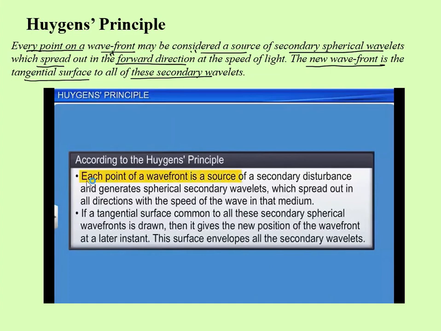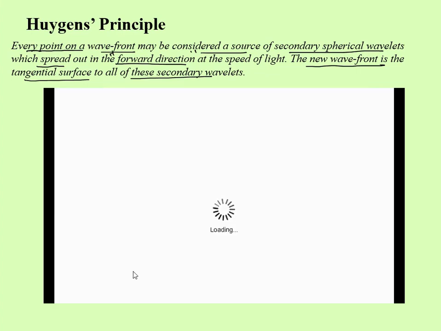Each point on a wavefront is a source of secondary disturbance, and it generates spherical secondary wavelets which spread out in all directions, and they spread with the speed of light. If we draw a tangent that is common to all these secondary wavelets, then it gives the new position of the wavefront at some later instance t, and this will give you the new wavefront, or the secondary wavefront, after time t. Okay, let's see.